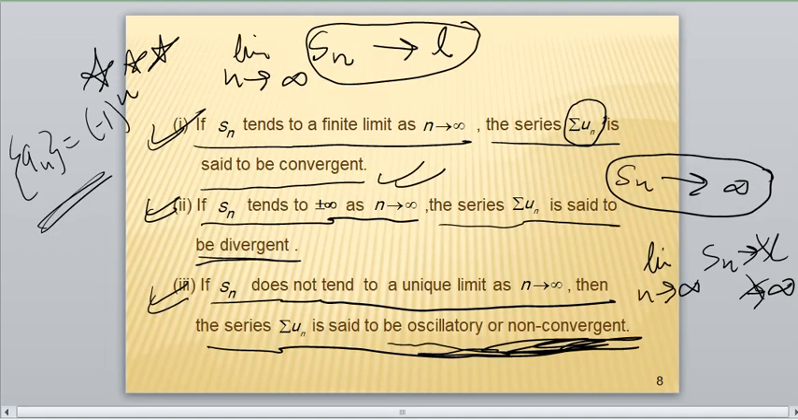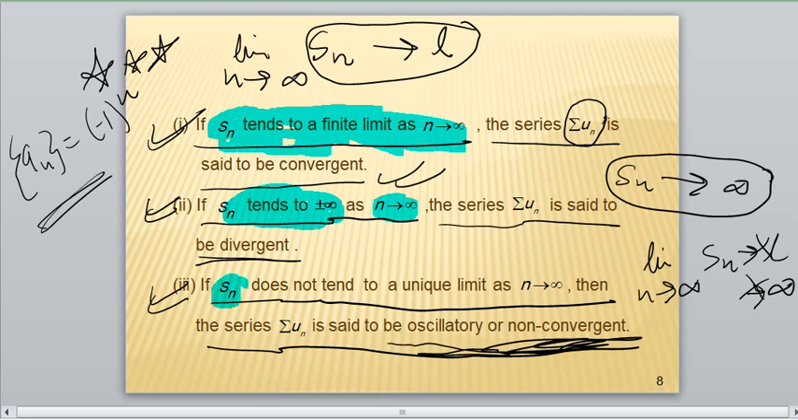And the limit: you can see Sn is tending to a finite point as n is tending to infinity, then it is a convergent series. Sn is tending to plus infinity or minus infinity as n is tending to infinity, then it is a divergent series. And Sn is not tending to any limit point, that means it is fluctuating, different points are coming, and no limit point is coming, then that type of series is oscillatory and it is not convergent.